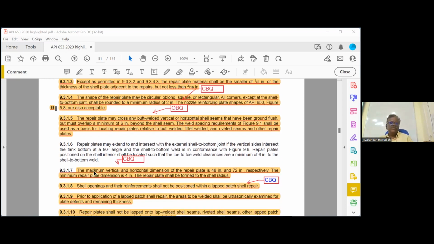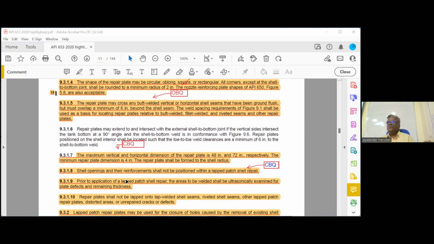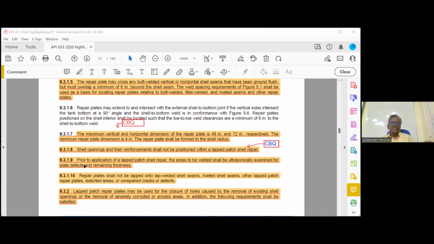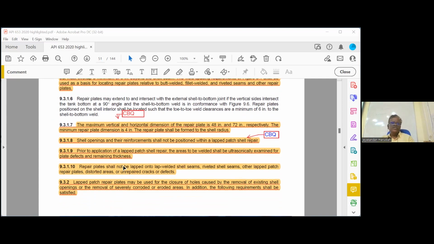Then this is another important point. The maximum vertical and horizontal dimension is 48 and 72. The minimum dimension is 4 inch. Then you cannot put a shell opening nozzle on the patch plate. Shell openings under the reinforcement shall not be positioned within a lap patched shell repair. That is a closed book question. Then 9.3.1.9. Prior to application of a lapped patch, the areas to be welded shall be ultrasonically examined for plate defects and remaining thickness. Then the 10th, last point. Repair plate shall not be lapped on lapped weld seams, riveted seams, all this. That is not important. So total 10 points.